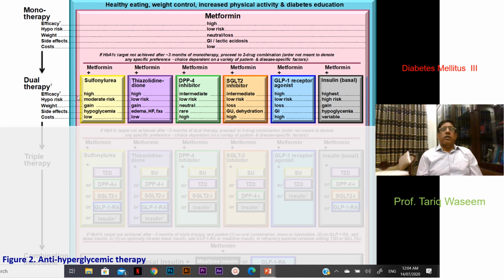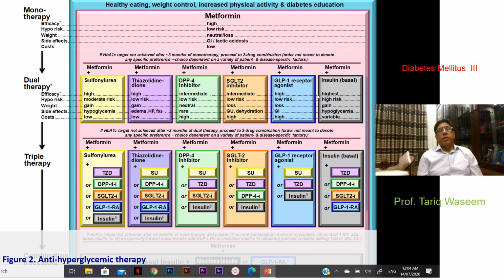This again mentions, for each of the agents, what the risks are, like its efficacy or its potential for causing hypoglycemia or any weight loss or weight gain, and of course side effects. So for any of the agents or class of oral hypoglycemic you select, you have to keep in mind these factors again and again.